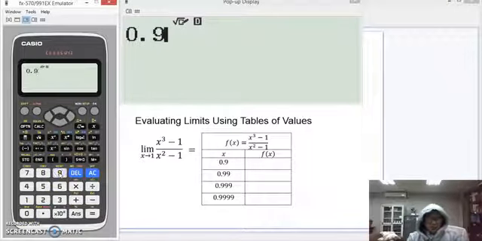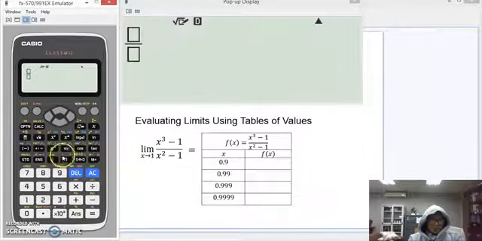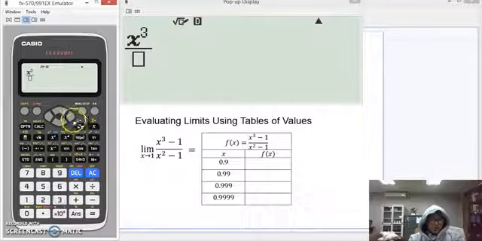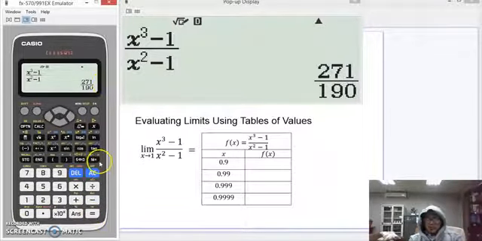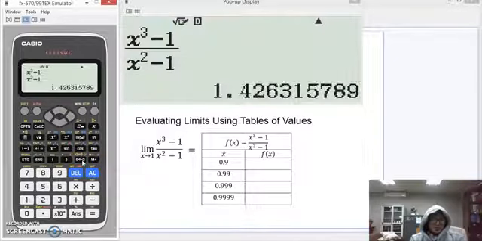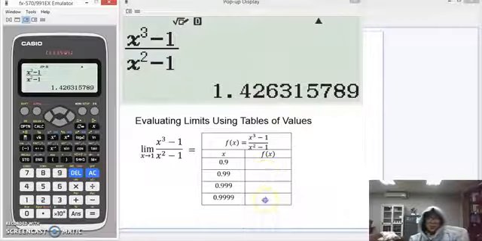Last time I've already shown how to evaluate an expression in the ClassWiz by using the STO button. So let's do it here. So there, 0.9 is now assigned to x. Therefore, I can just type the expression x cubed minus 1 over x squared minus 1 as it appears. So we'll be having this value in fraction form. To switch it to decimal, just push this button. So you have here 1.4263 and so on. So the point is doing that, getting the exact value of f of x for each assigned value of x and putting it here, accomplishing the table. And the students will see what value f of x approaches. The basic concept of evaluating limits using table of values.